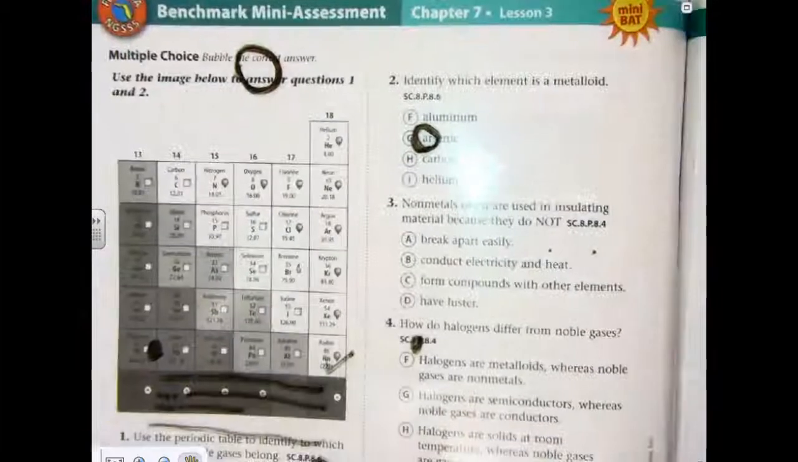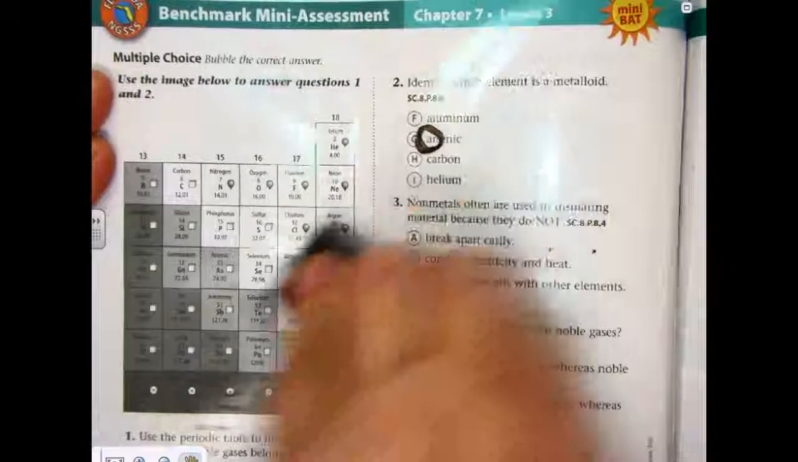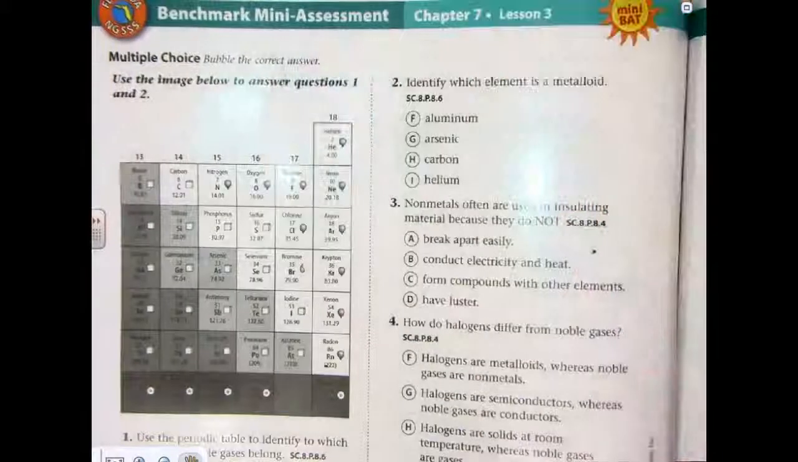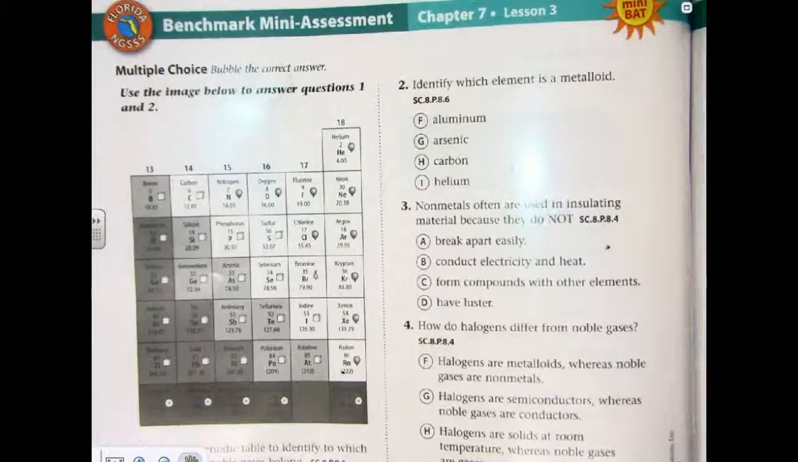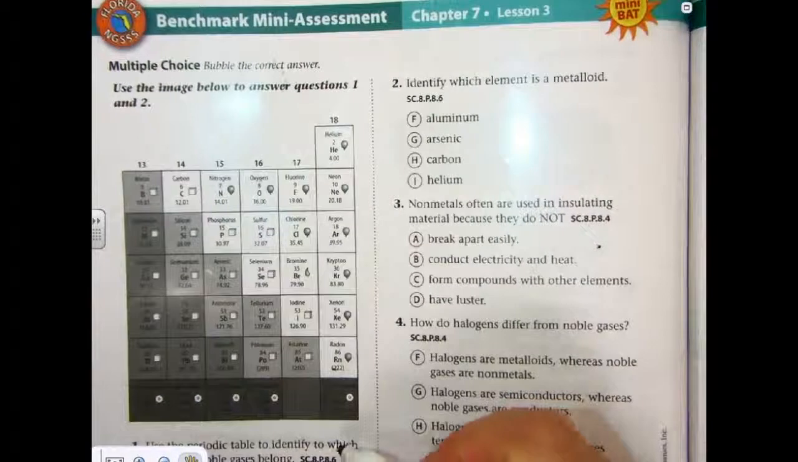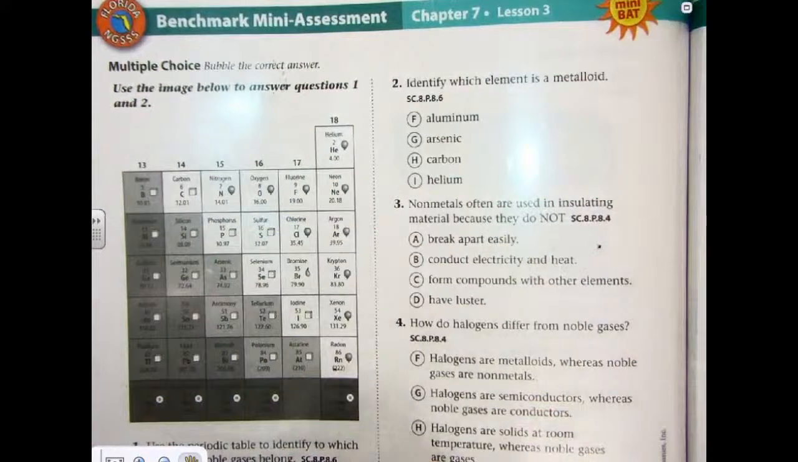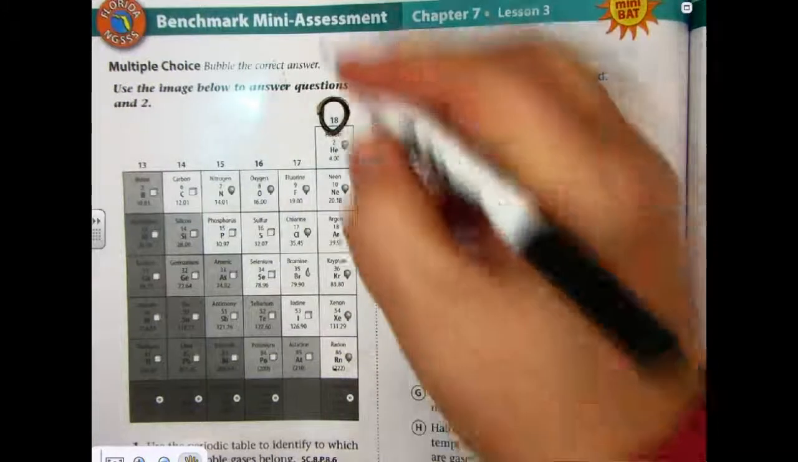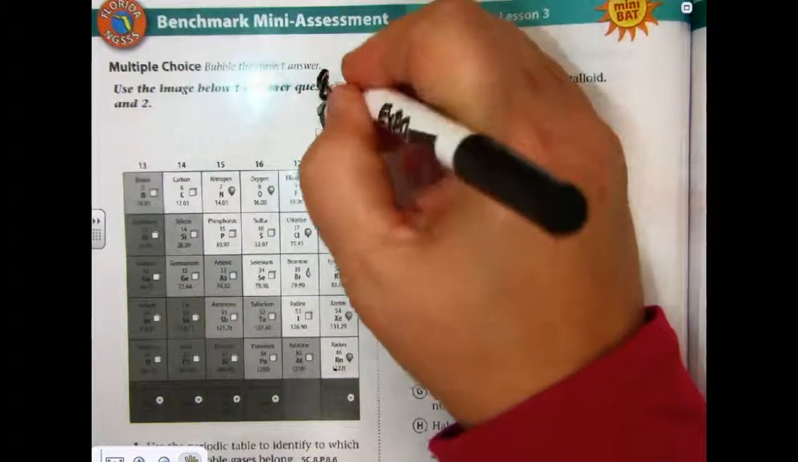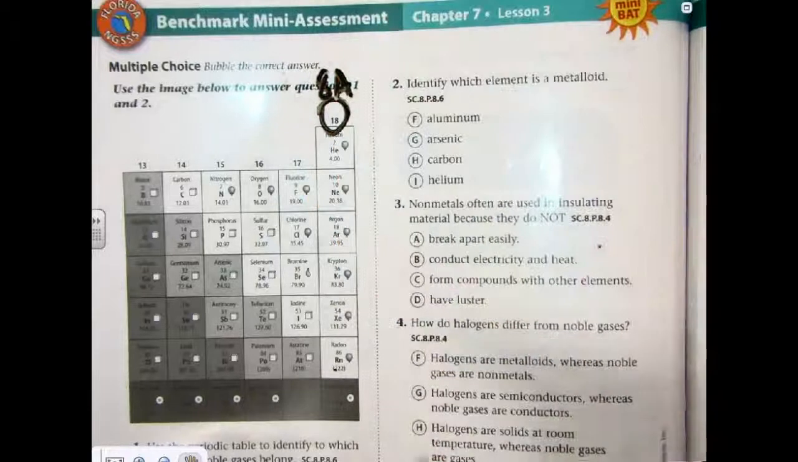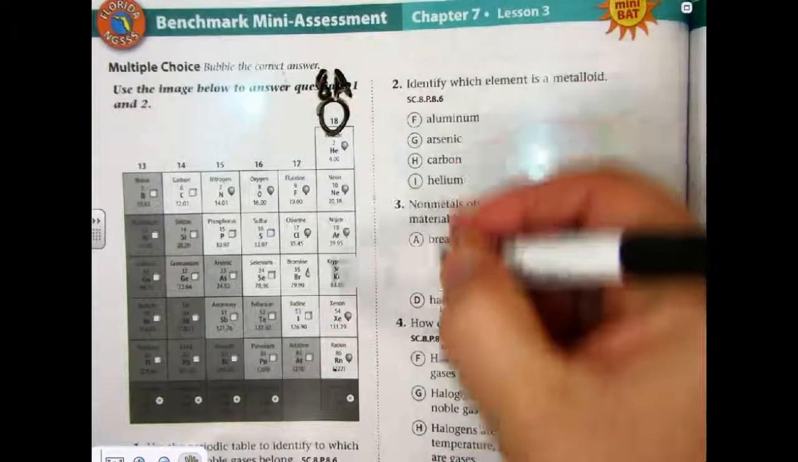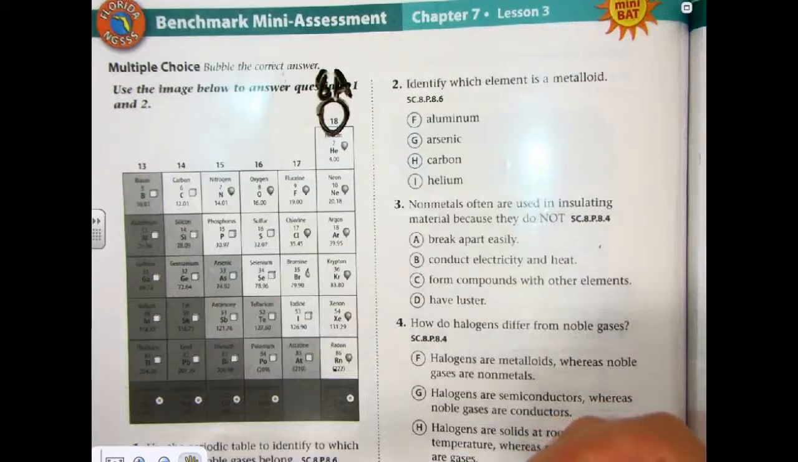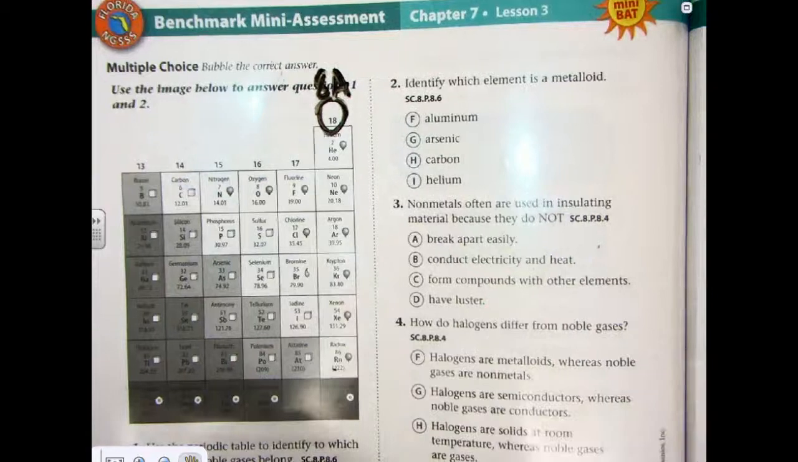Question 1 talks about the periodic table again, which is what we have to understand. Use the periodic table to identify which group the noble gases belong to. We talked about this as that last group with the full octet, and don't forget that's the 8A column or group or family, so we know that it's this one, so it's 18.